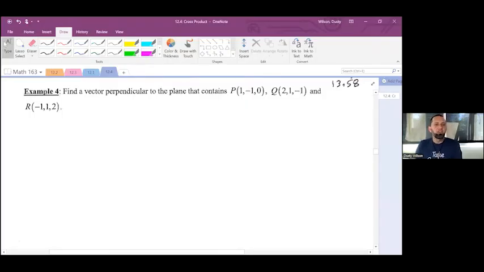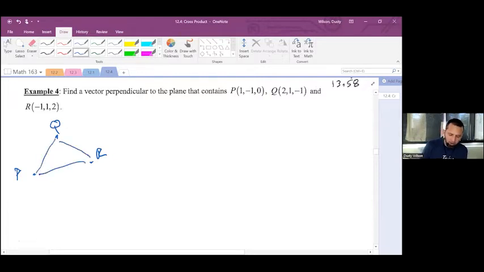Example 4, find a vector perpendicular to the plane that contains P(1, -1, 0), Q(2, 1, -1), and R(-1, 1, 2). So I have 3 points living in 3 dimensions, P, Q, and R, and they form some sort of a plane. And we're looking for a vector that is perpendicular to that plane.